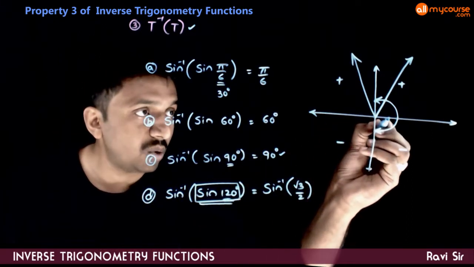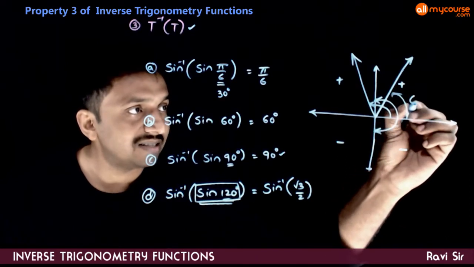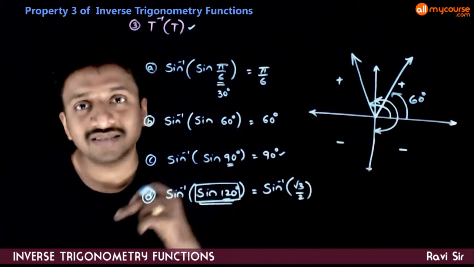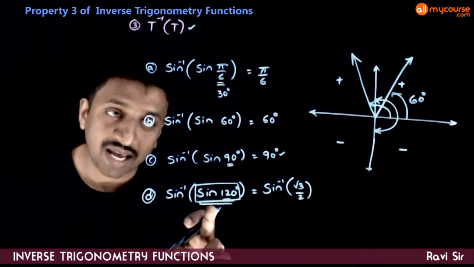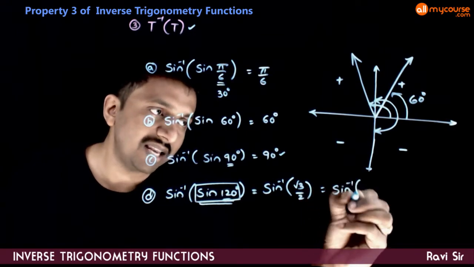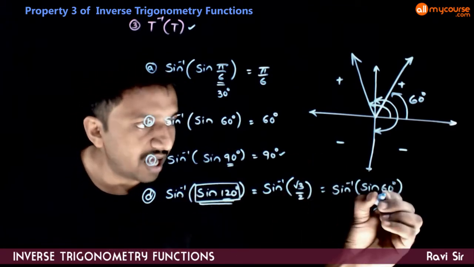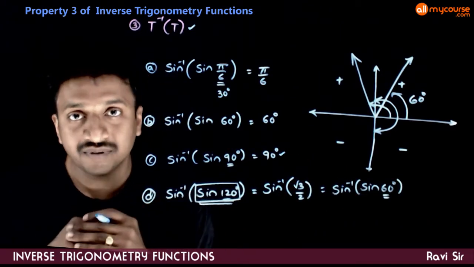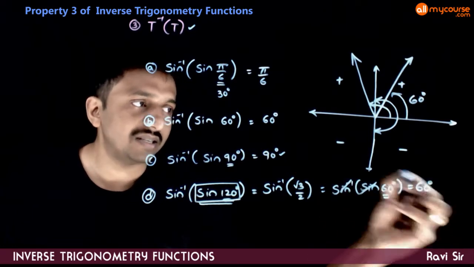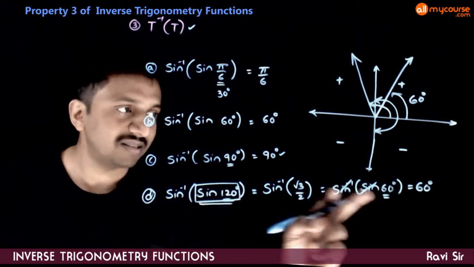So sine 120 degrees is exactly the same as sine 60 degrees. Sine 120 is root 3 by 2. So this can be written as sine inverse of sine 60 degrees. Now 60 degrees lies in the range of sine inverse. Now these two get cancelled and the answer is 60 degrees. So sine inverse of sine 120 degrees is 60 degrees.